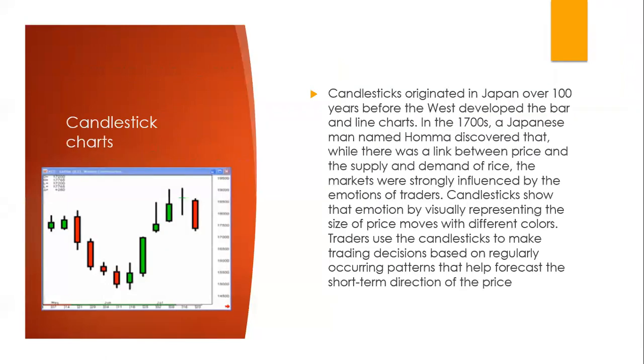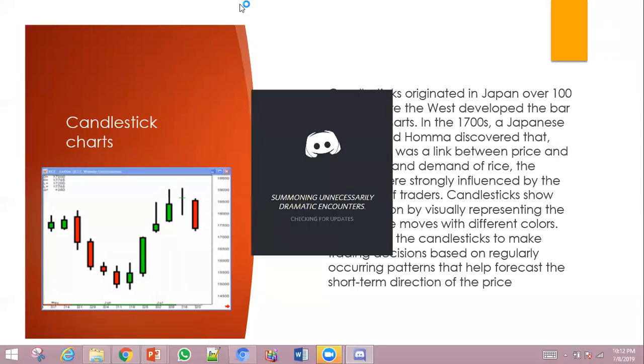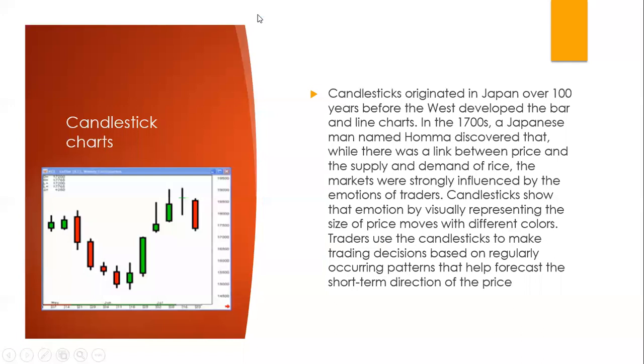So candlesticks originated in Japan over 100 years ago, and before that, the West developed the bar and line charts. Before the candlestick charts, there were bars and line charts, and that's what people used to analyze different price movements, right?